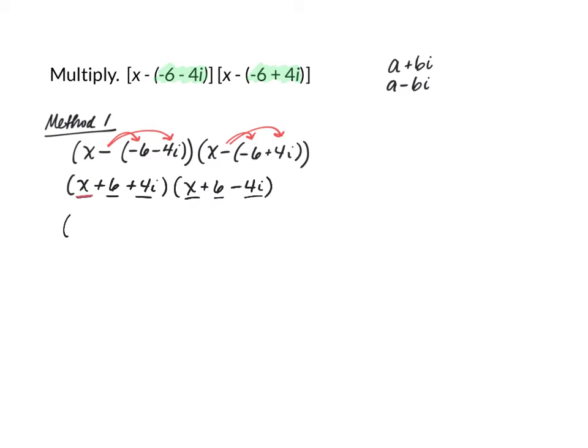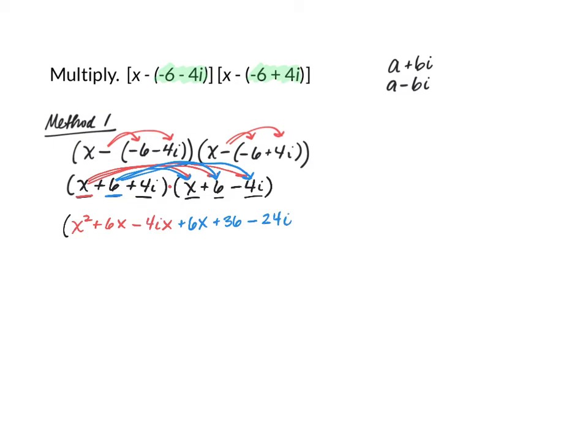I'll start with this x, and we're going to distribute it because of this multiplication here. So x times x is x squared, and then x times 6 is a positive 6x, and then x times negative 4i is a negative 4ix. Now we're done distributing the x, so we'll move on to the next term, which is the 6. I'll do that in a different color. So 6 times x is a positive 6x, 6 times 6 is a positive 36, and 6 times negative 4i is negative 24i.